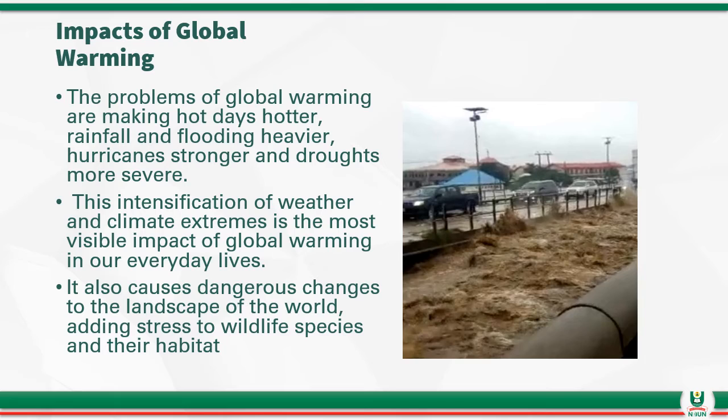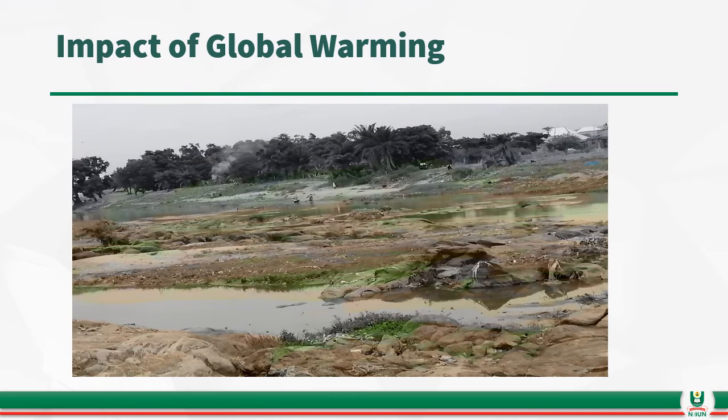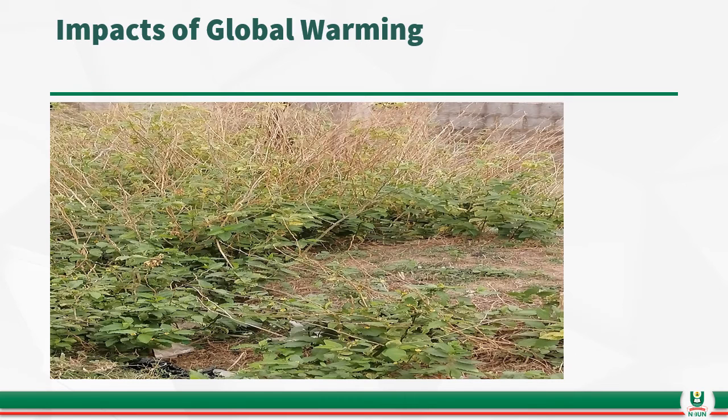Look at the impact of global warming on the screen. This is the flood that is already covering the bridge. Also on the screen, we have the impact of global warming after the erosion has already occurred in the society. Another impact: look at the plants on the screen. See, they are not looking the way they are supposed to. Some are green, some are turning brown already. These are the bad impacts global warming is having on our plants.